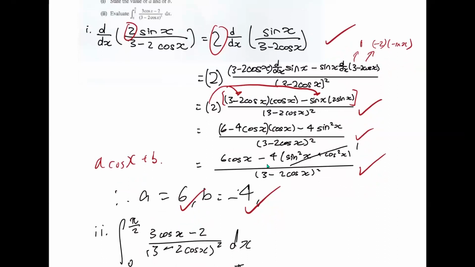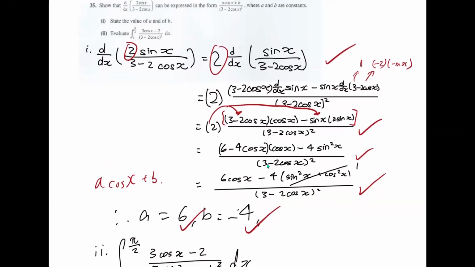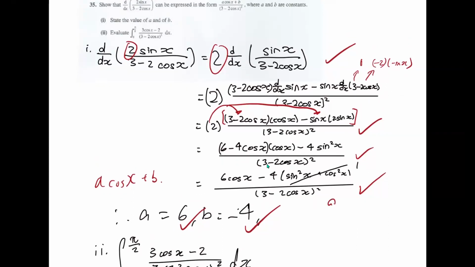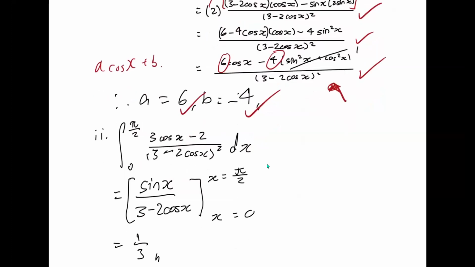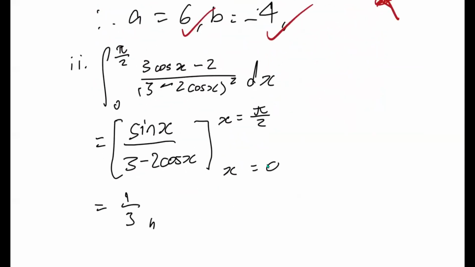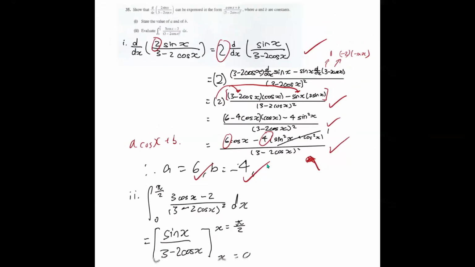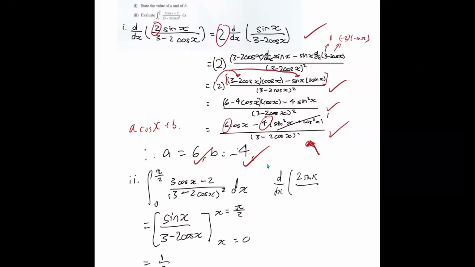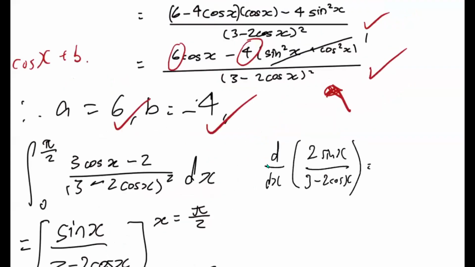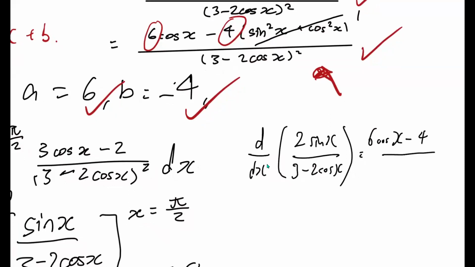Let's look at part 2. Evaluate the integral from 0 to pi over 2 of that monster expression. Wow, so scary. But don't worry, because it's very, very close to whatever you just found before. It's just off by a factor of what? Off by a factor of 2, right? 3 cos x minus 2. This is 6 and 4. Okay, so you just need to divide by 2 on both sides. Maybe I can present it neatly like this. Differentiate 2 sine x over 3 minus 2 cos x equals 6 cos x minus 4 over blah, blah, blah.